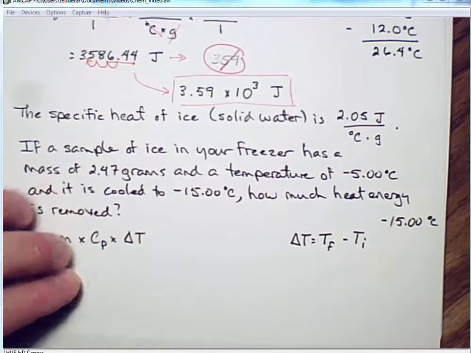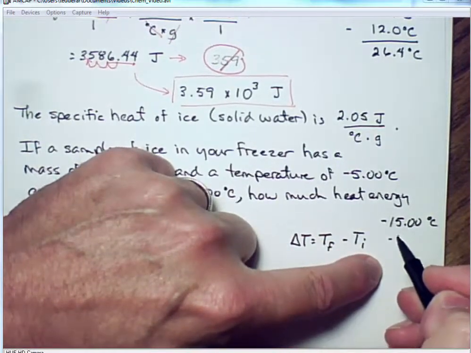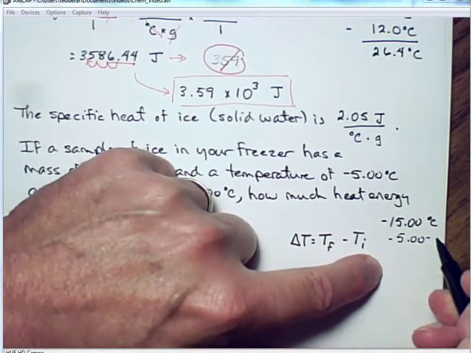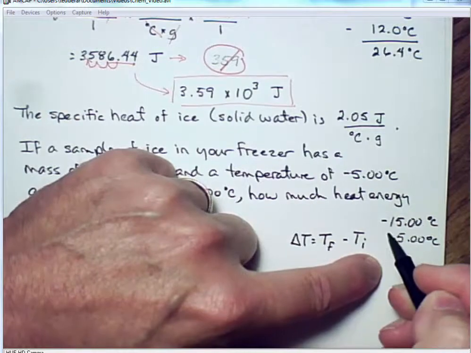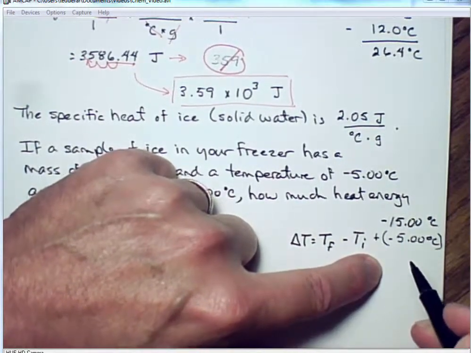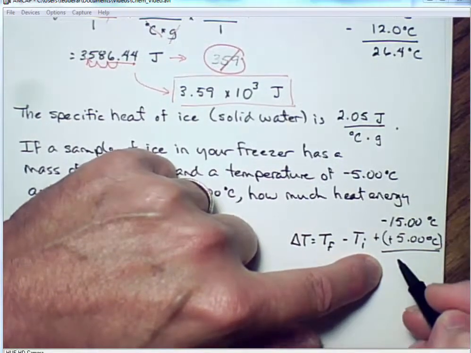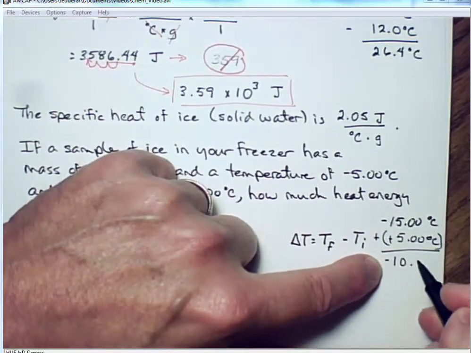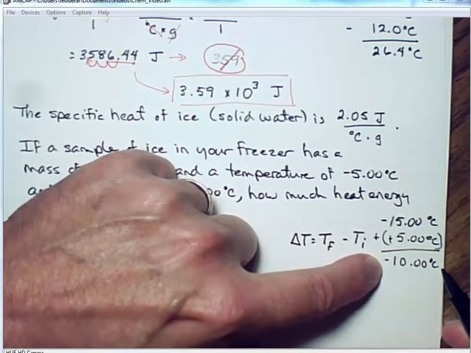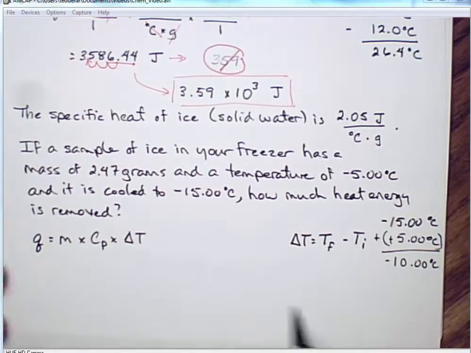We're starting out with -15 because that's the final temperature. We're going to subtract the -5. And when you subtract -5, it's like adding that. That makes sense? When you subtract a negative number, it's like adding it. And so what you end up with is -10.00 degrees C. You can put it in your calculator to do it for you, but just so you know, that's what happens.